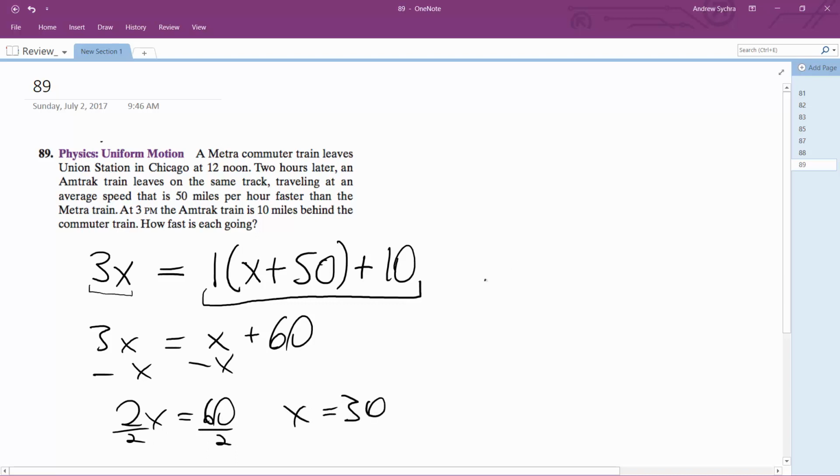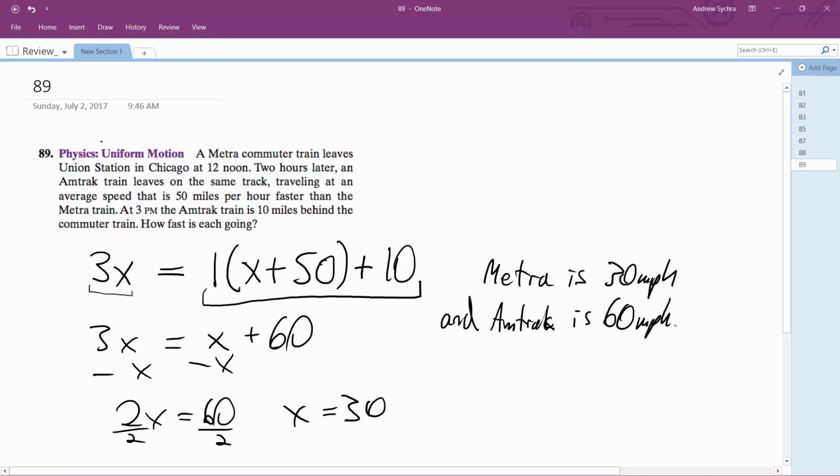So that means that Metra is 30 miles per hour, and Amtrak is 60 miles an hour, or 50 miles an hour more. So it's going 80 miles per hour. All right, that's it.